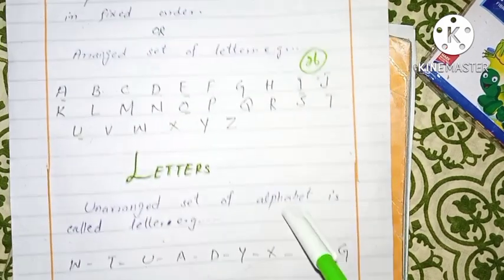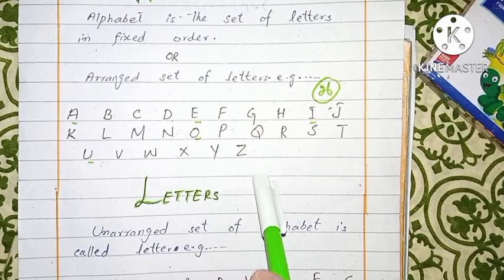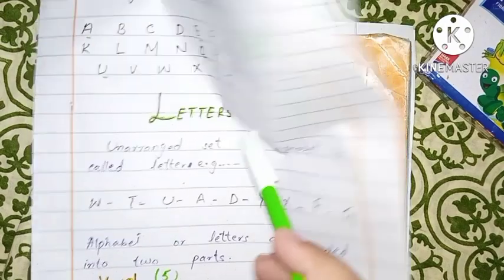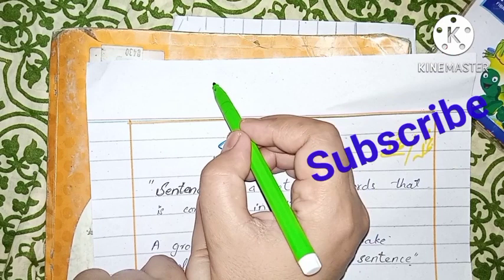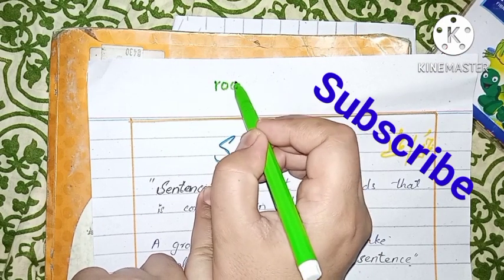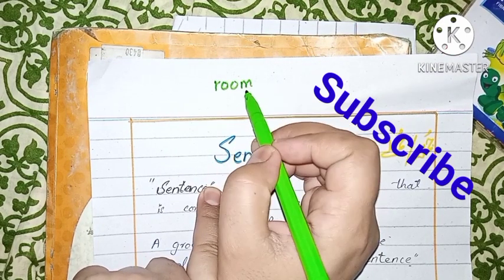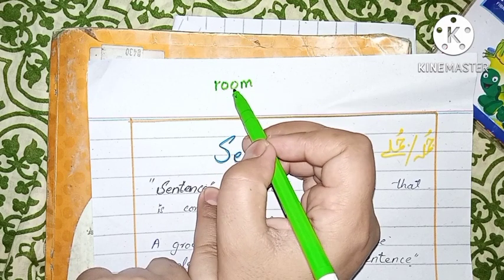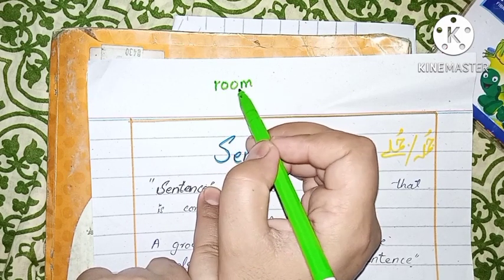Alphabet and letters are the same, but the only difference is alphabets are in arranged form and letters are in unarranged form. If we make a word, we cannot make it with alphabets. We make it with letters, such as room. This word has 4 letters. These are not in alphabetical order. We will call them letters.